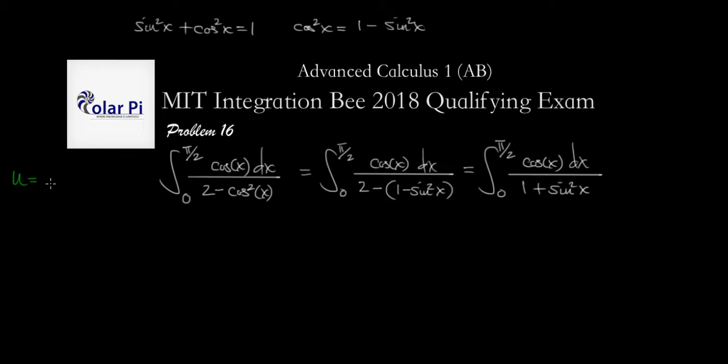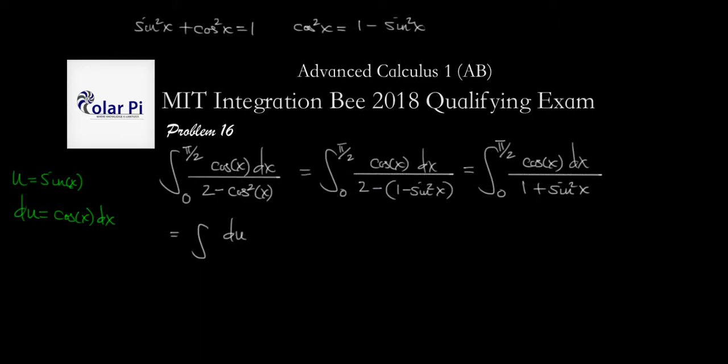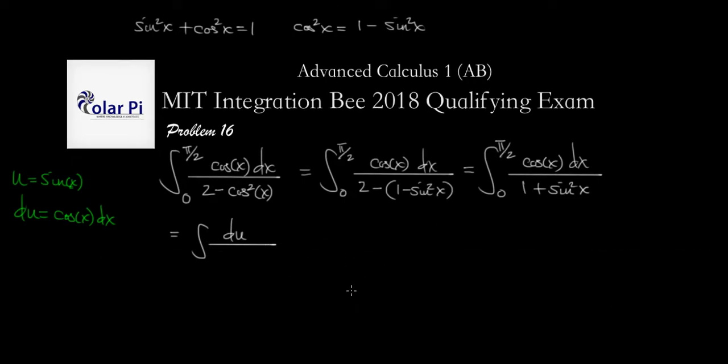All right, so now we do u substitution as the best way forward, and so that's u equals sine x, and du will have to equal cos x dx, and notice that this entire numerator is just du. So our integral is now equal to the integral of du, we just said the numerator is du, and then the denominator is 1 plus u squared, right?